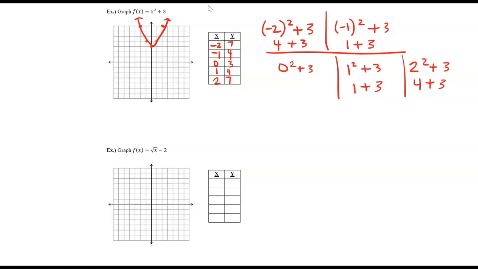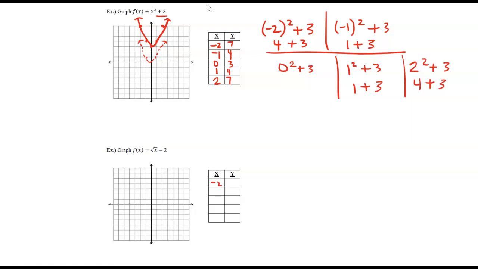Notice from the parent function, if you look back at the parent function, it was a graph that went through these points. So notice this one just went up 3. So this plus 3 on the outside just made it go up 3. So let's look at this one, see what happens.